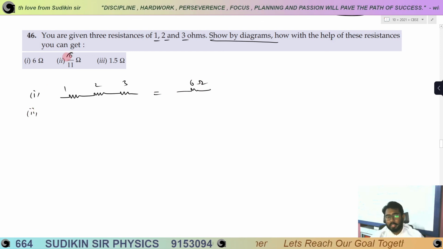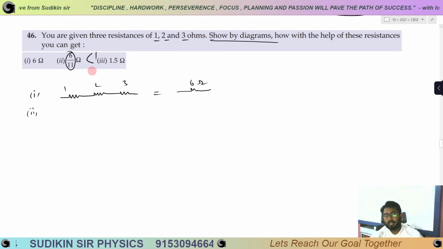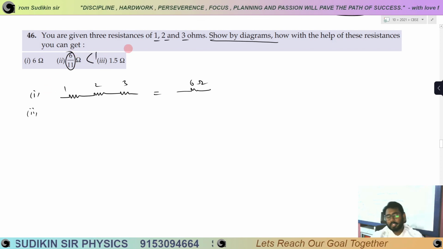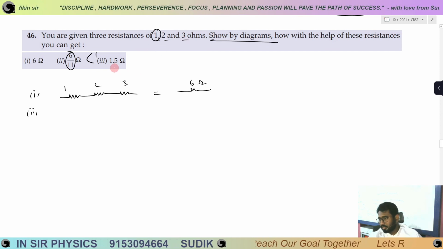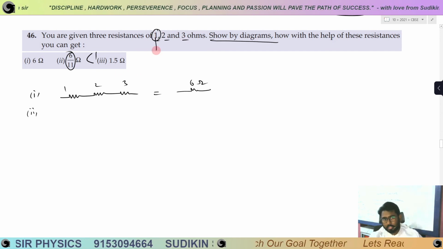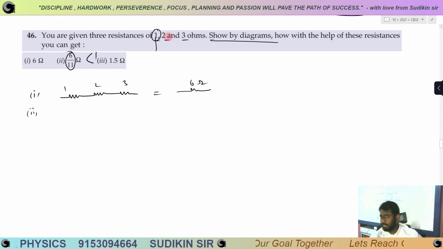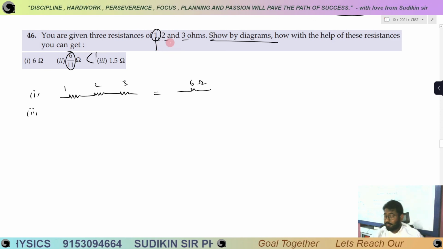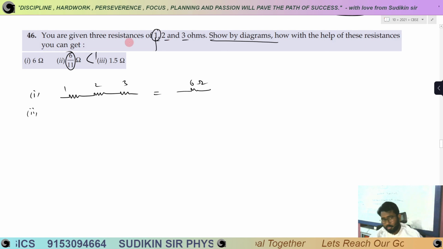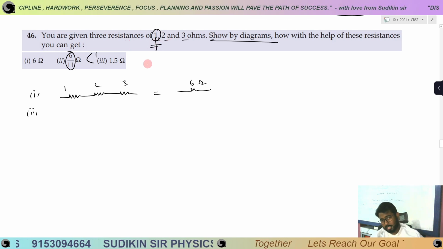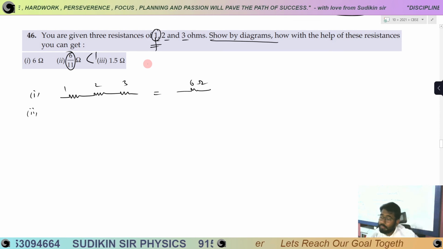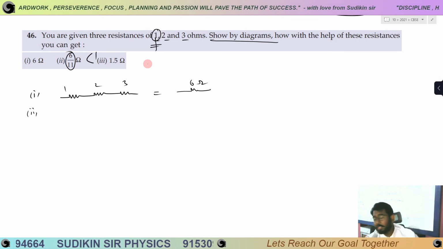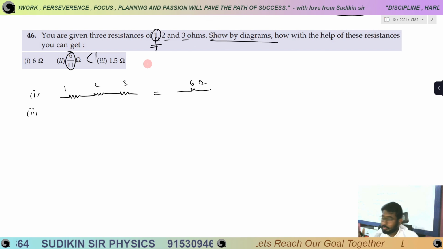Chalo. Next, 6 by 11. See, 6 by 11 is less than 1, right? Now you have to remember that in parallel combination, this is the smallest resistance. Now if I combine them in parallel, the effective resistance that will come will always be less than the smallest resistance. Similarly, in series, the effective resistance that will come will always be bigger than the maximum resistance. You should keep this in mind, okay?